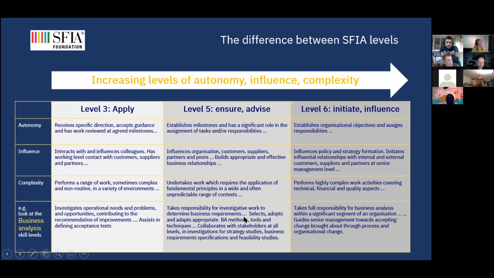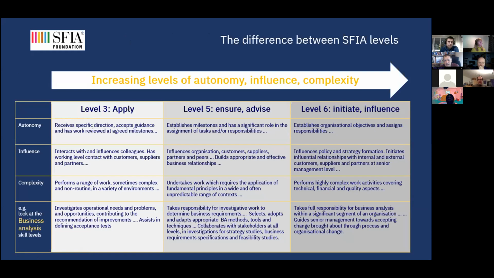So getting to the difference between Sophia levels. What you should see with Sophia, the design, is that there are clear differences between these levels. So when you're thinking about development or trying to assess whether someone's at the right level or not, or whether you're trying to apply a level to a particular job or role in your organization, what we should be able to see are these incremental differences.